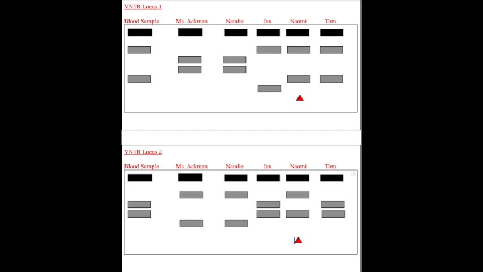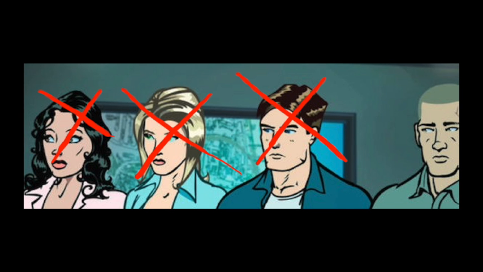In VNTR locus 1, Naomi was an exact match for the alleles that came from the blood sample. However, she was only a partial match in the VNTR locus 2. Thus, she was dismissed as the offender, as she needed to be a direct match in both loci to be the culprit. Through a process of elimination, the police finally arrived at Tom as the culprit.